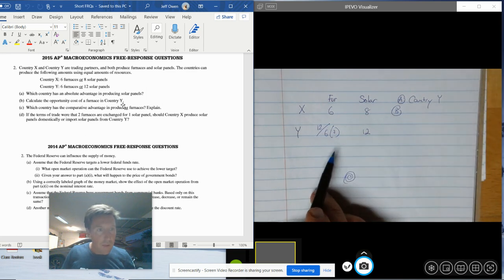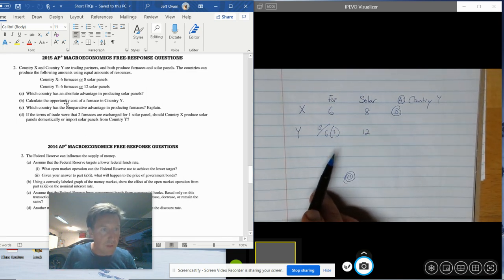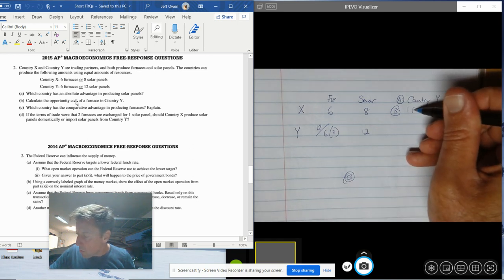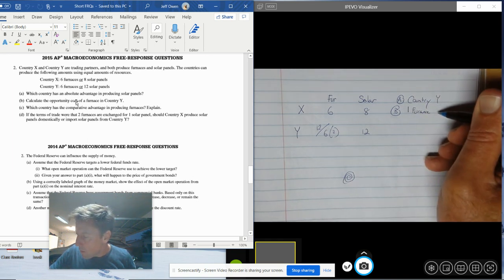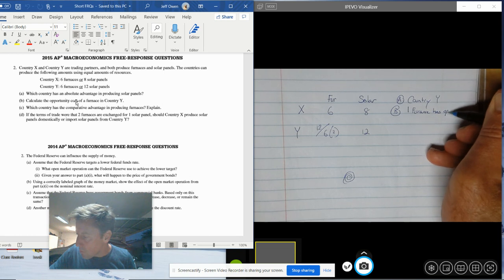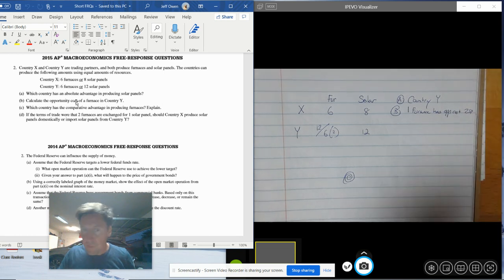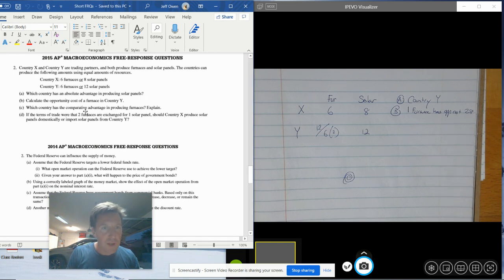All right, let's double check. That's what they're asking me. I flipped my stuff around. Opportunity cost of a furnace. One furnace has an opportunity cost of 2 solar panels. Which country has a comparative advantage in producing furnaces?